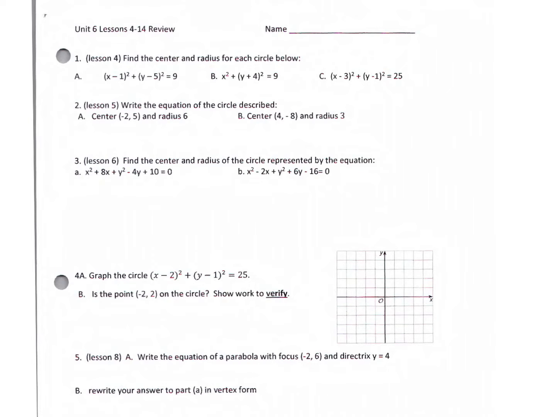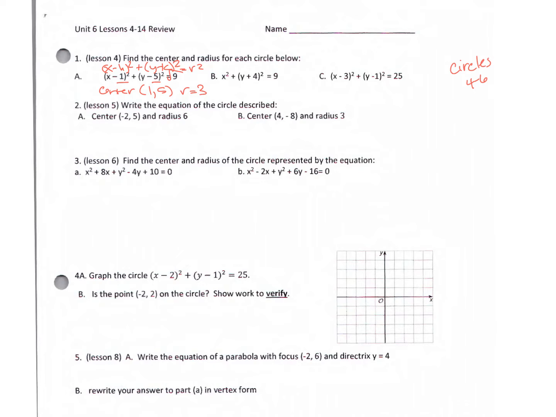So let's review circles. Circles were lessons 4 through 6 in our book. In number 1, to find the center and radius, we would look at our h, k, which means we have to think the opposite of the numbers that we see in our formula. This is our x minus h squared plus y minus k squared equals r squared. So my radius would actually be the square root of 9, or 3.